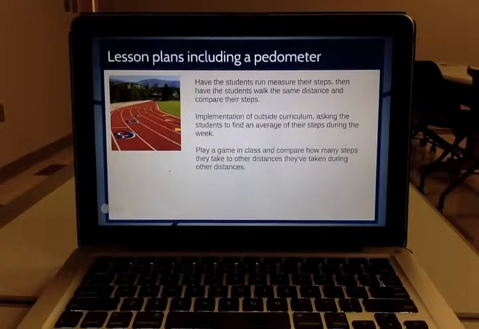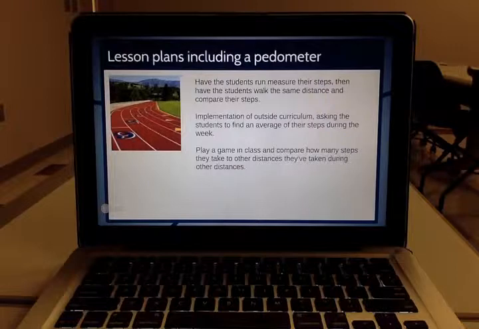Lesson plans, including a pedometer. Seth had a couple of good ideas there, but also you could have the students run and measure their steps during class. Then you could have them walk the same distance and compare. So how many steps did it take to run? How many steps did it take to walk?